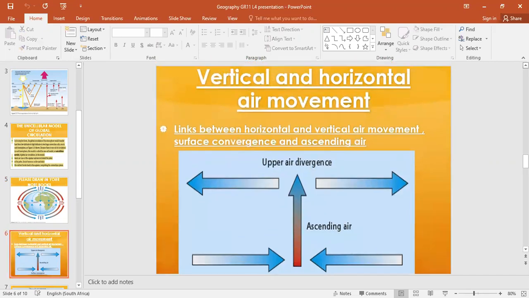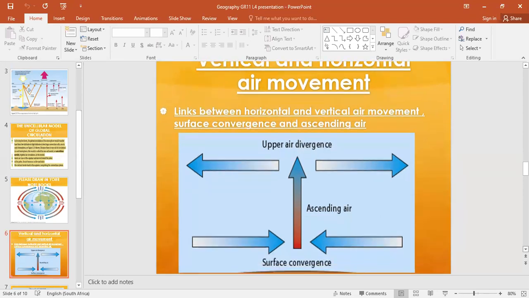Right, now we have vertical and horizontal air movement, links between horizontal and vertical air movement, surface convergence, and ascending air. Right, upper divergence, ascending air. Remember, we said it only rises if it's warm. So it's pushed up as it goes with its temperature. And then when it reaches the North Pole, it becomes cooler and then condenses, goes back to the equator, and then the cell is complete in the northern hemisphere.